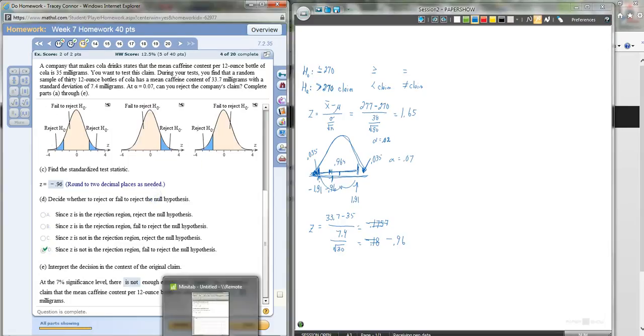And so now we can summarize the answer in words. At the 7% significance level, there's not enough evidence to reject the company's claim that the mean caffeine content per 12-ounce bottle of cola is equal to 35 milligrams.